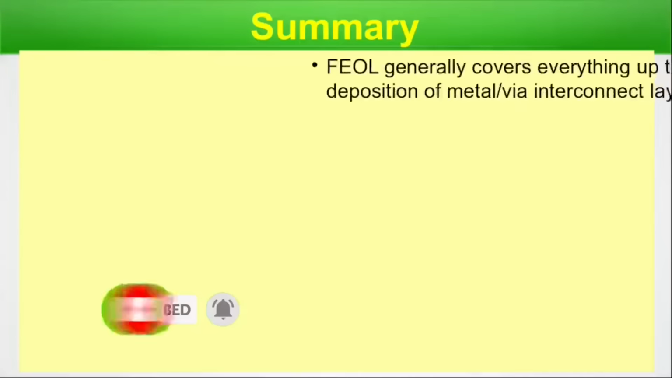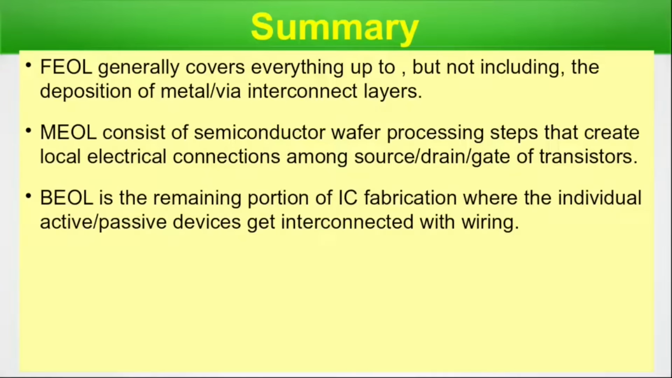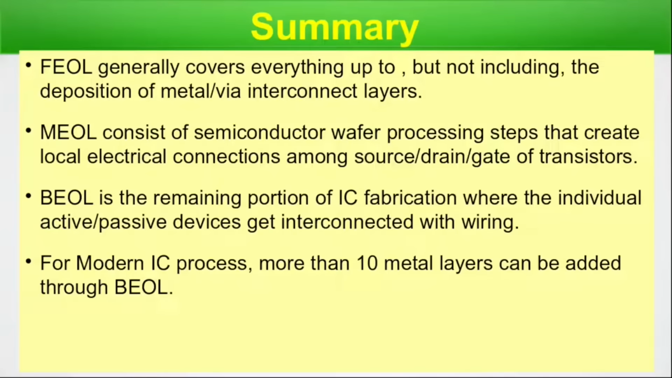Summary. FEOL generally covers everything up to but not including the deposition of metal or via interconnect layers. MEOL consists of semiconductor wafer processing steps that create local electrical connections among the source, drain, gate and so on of transistors. BEOL is the remaining portion of the IC fabrication where the individual active or passive devices get interconnected with wiring. For modern IC processes, more than 10 metal layers can be added through BEOL.